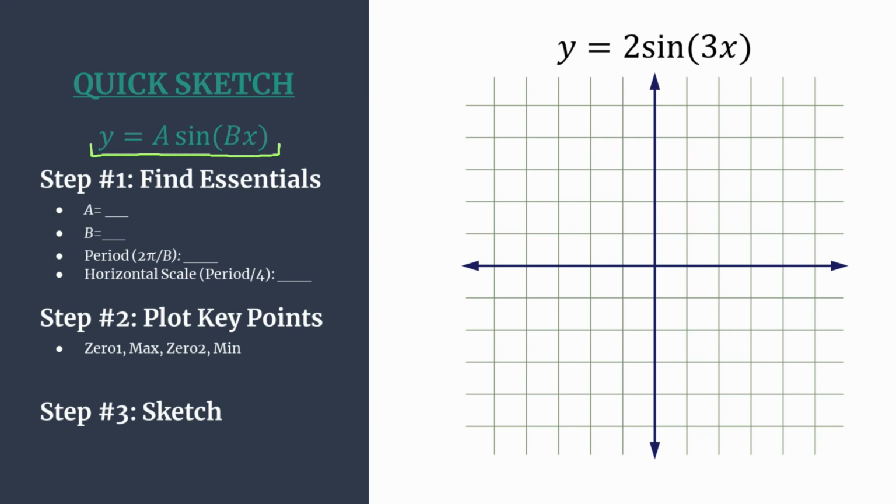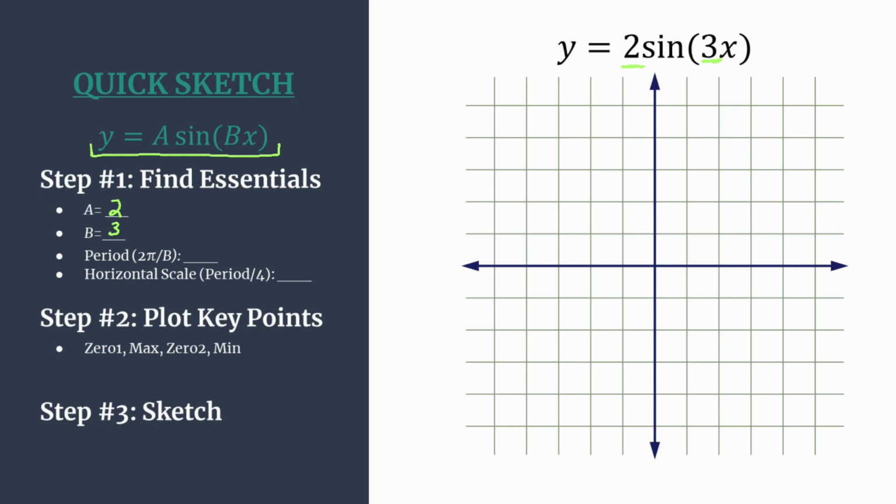We're going to identify the a in our equation, which is 2. That's our amplitude, or the distance from the midline of the graph up to a max or down to a min. That will help us find the y-coordinates of our key points in step 2. Now, b is going to be the coefficient in front of x. In this case, it's 3.